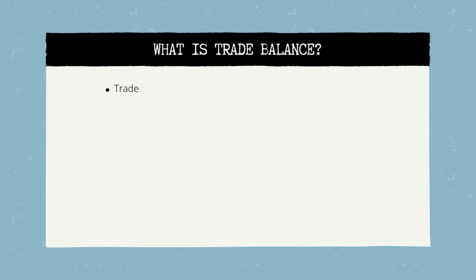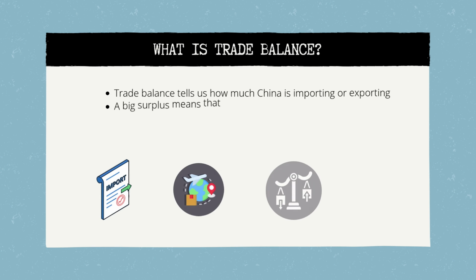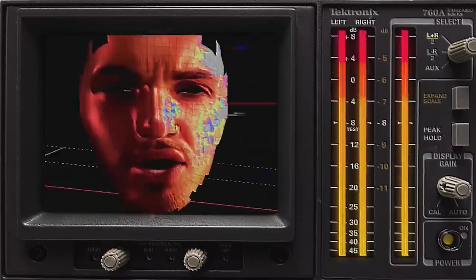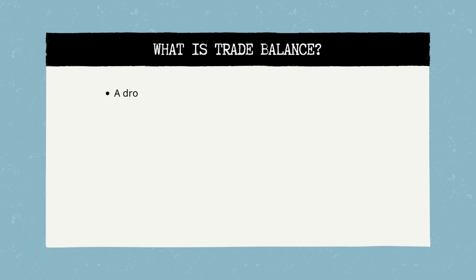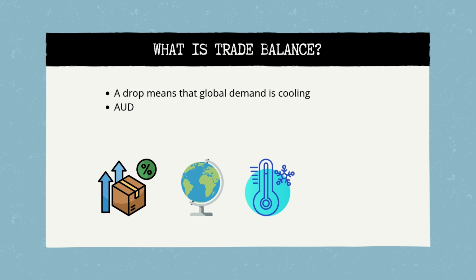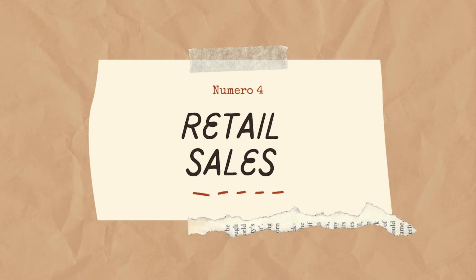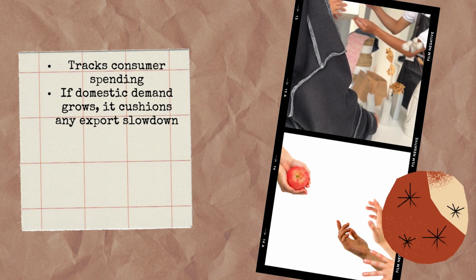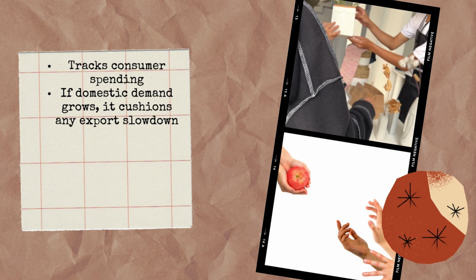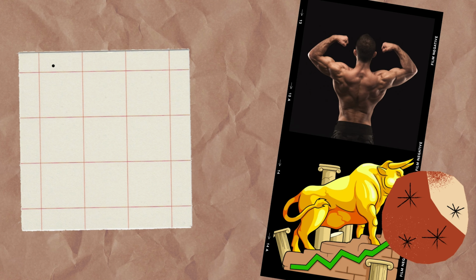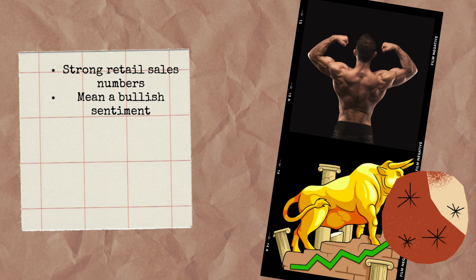Trade balance. This tells us how much China is importing or exporting. A big surplus means that factories are pumping. You know, pump it up. But a drop means that global demand is cooling. AUD especially reacts to this because it's tied to China's export engine. Retail sales. This tracks consumer spending. If domestic demand grows, it cushions any export slowdown, so strong retail sales numbers are bullish for sentiment.